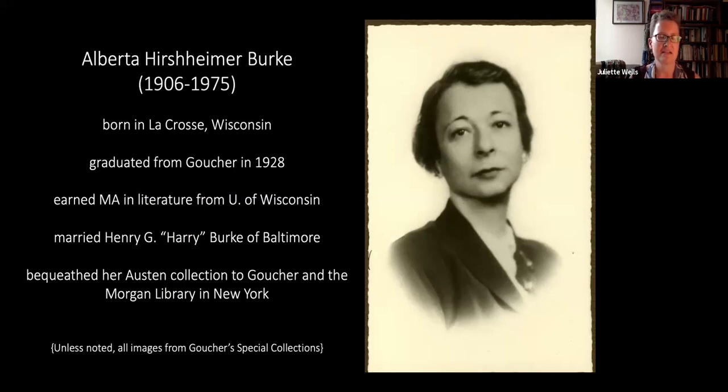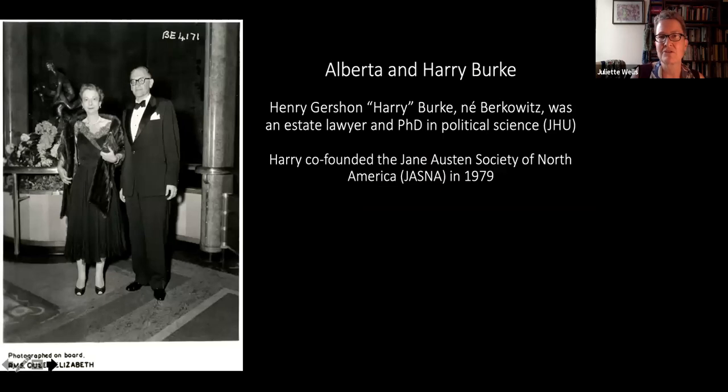Our main collector, who bequeathed the majority of her collection upon her death in 1975, was Alberta Hershheimer Burke, who graduated from Goucher in 1928. There's a picture of her, and a picture of her with her supportive and adoring husband. So wonderful to have a literary collector who's a woman who is supported by a man. And for those of you who are familiar with or members of the Jane Austen Society of North America, JASNA, Harry Burke was one of the three co-founders of the organization. And Goucher holds JASNA's archives, as well as Alberta Burke's collection and subsequent collections donated to the college library.